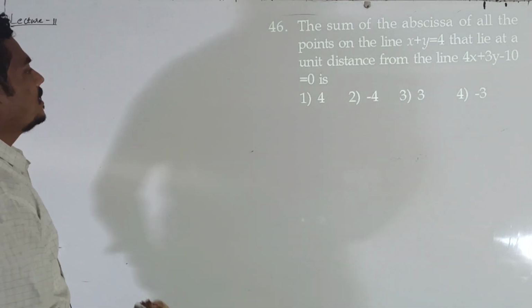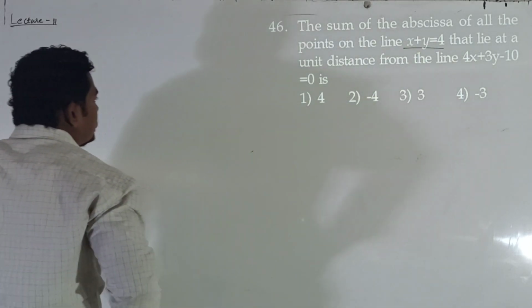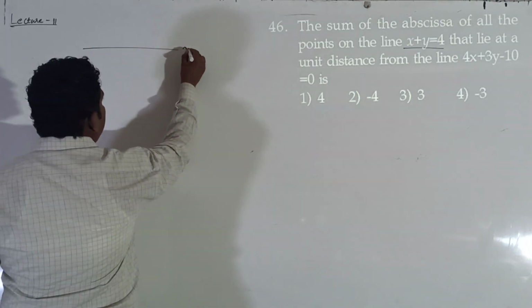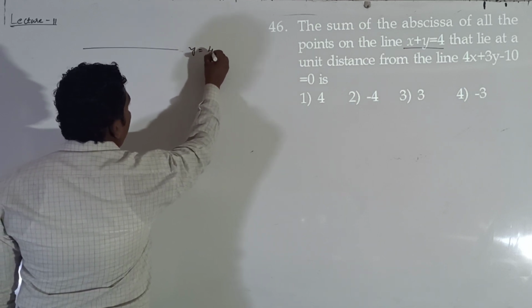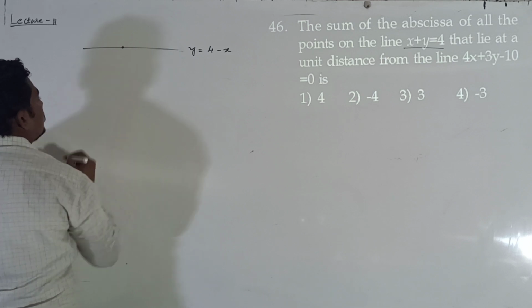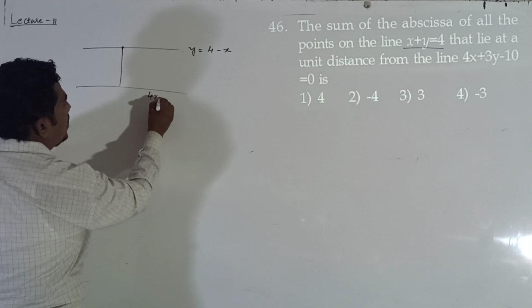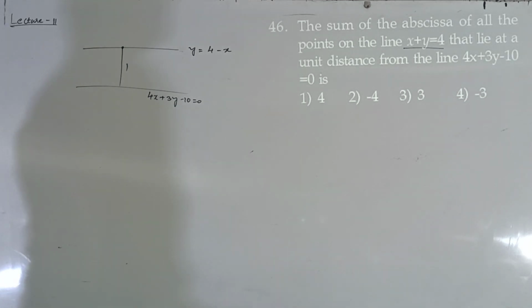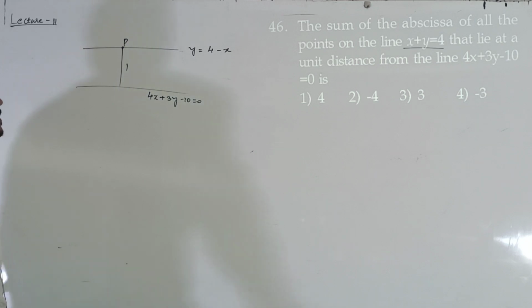Our required points lie on this line and at a unit distance, right? This is one line whose equation is x plus y is equal to 4, means y is equal to 4 minus x, and one more line is there whose equation is 4x plus 3y minus 10 equal to 0. This is unit length, unit distance. Distance between point P and this line is 1 unit they have given.